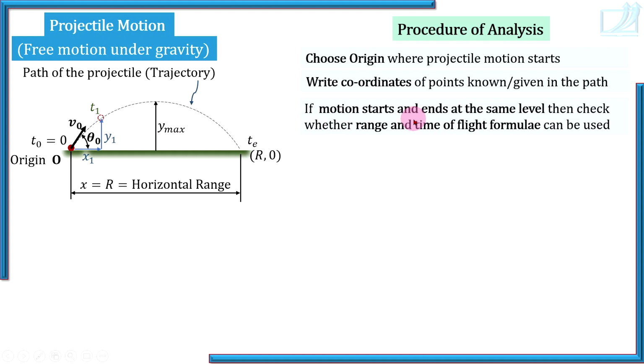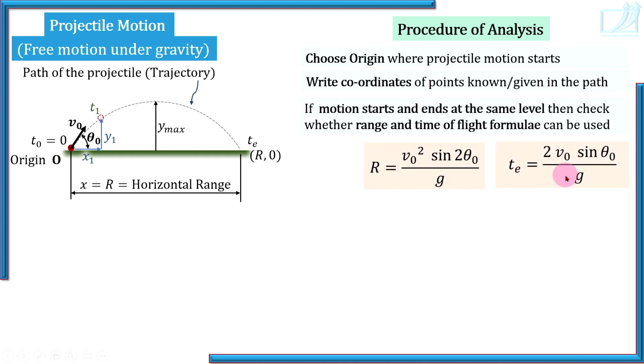If motion starts and ends at the same level, for example here in this diagram, if motion starts and ends at the same level, then check whether range and time of flight formula can be used. So these are range and time of flight formula. So choose origin, write coordinates. If motion starts and ends at the same level, you can use a range and time of flight formula.